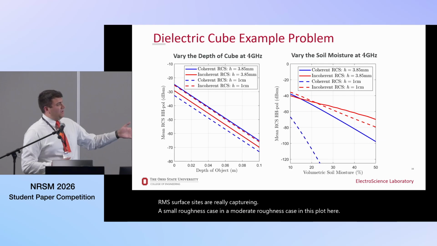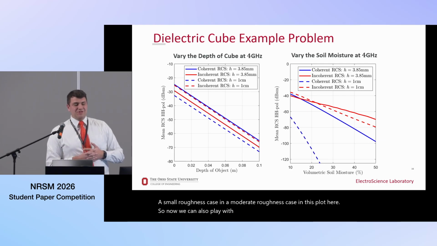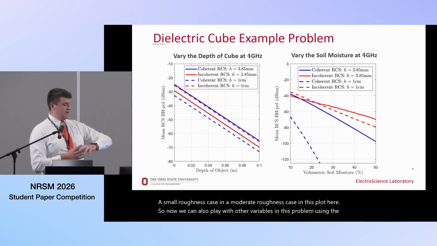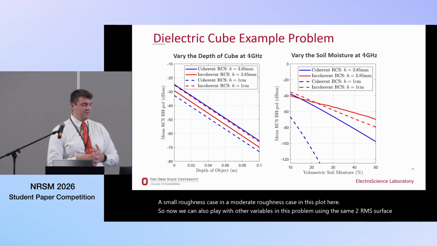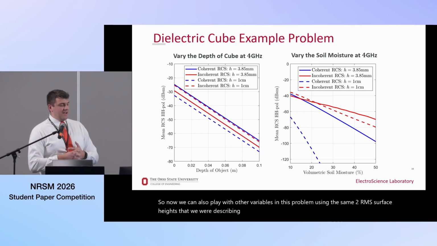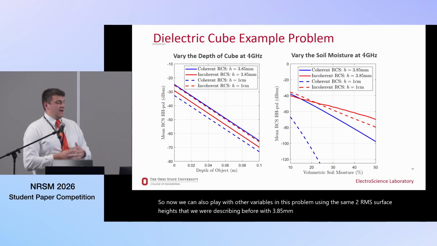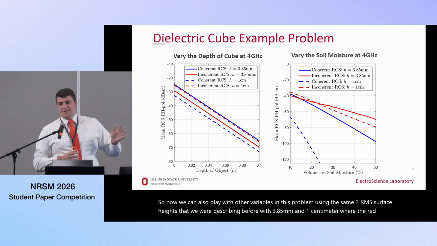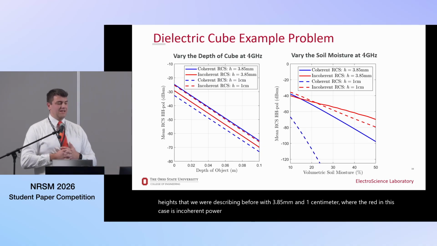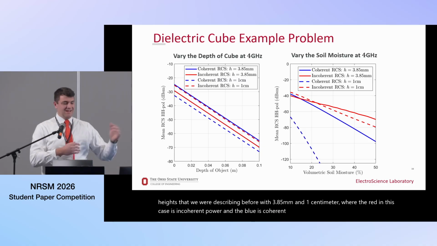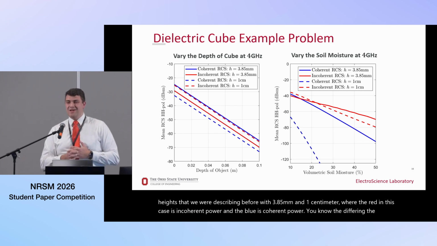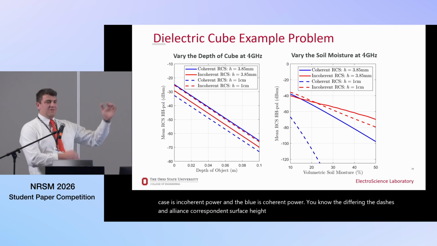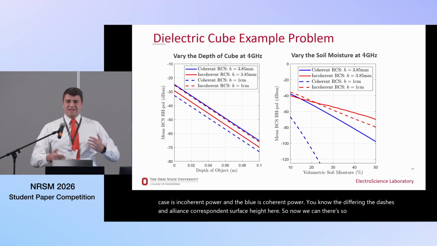Now we can also play with other variables in this problem using the same two RMS surface heights that we were describing before, 3.85 millimeters and 1 centimeter, where the red in this case is incoherent power and the blue is coherent power. The dashes and the lines correspond to different RMS surface heights here. There are so many variables in this problem that you need to account for.